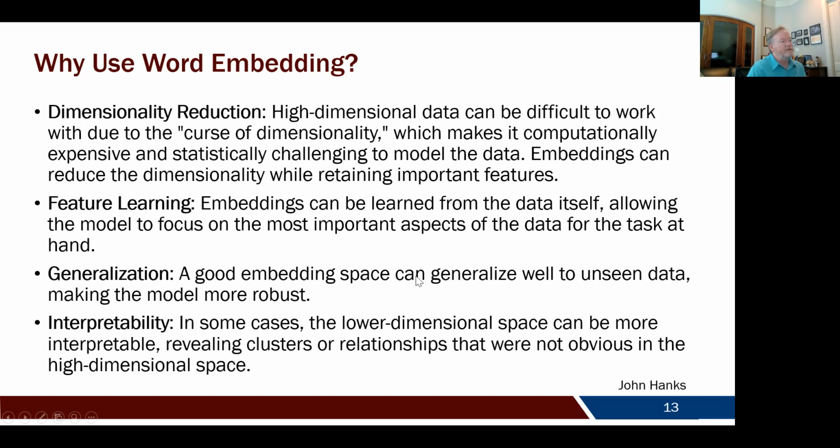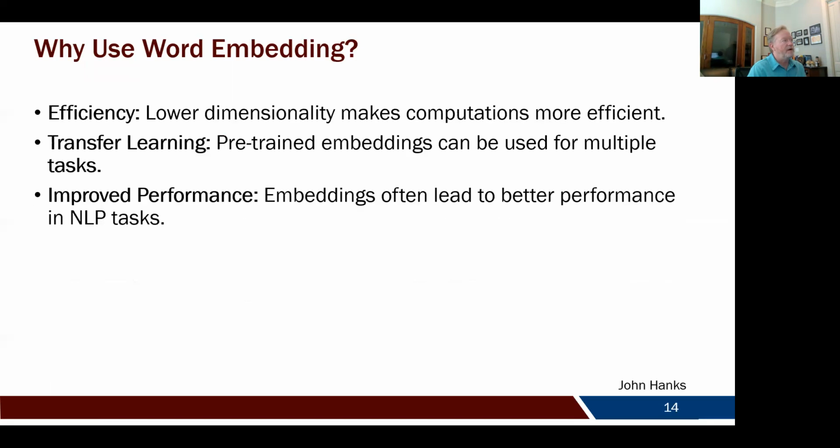Generalization: a good embedding space can generalize well to unseen data. In a way, we're creating a model for doing embedding, and then we're going to use that model in our machine learning model, and this embedded model can be generalized for new data samples. Then interpretability: lower dimension spaces can be more interpretable. With 2 or 3 dimensions humans can think, but 1,000 or 10,000 dimensions are very hard to visualize and grasp. Let me show you a couple of examples of this.